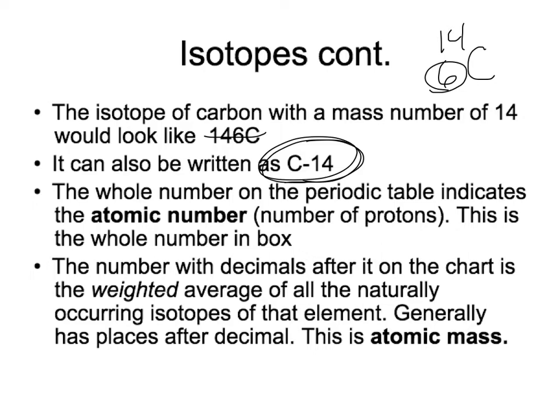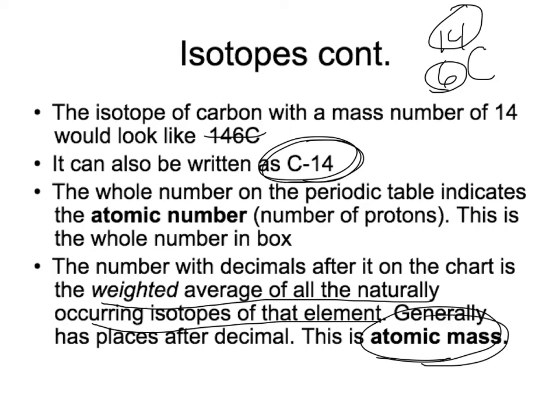The whole number on the periodic table indicates that atomic number, the number of protons. Sometimes it's on top in the box, sometimes it's on the bottom. The number with the decimals after it on the chart is the weighted average of all the naturally occurring isotopes, and that is called the atomic mass. Now, I know these terms can be confusing, so take some time to just work it out for yourself. You've got mass number, which is protons plus neutrons for a particular isotope. But this atomic mass, which I know sounds very much like that, is different.